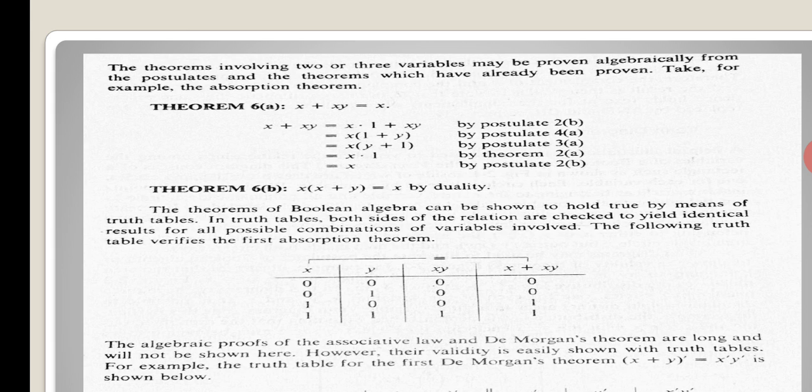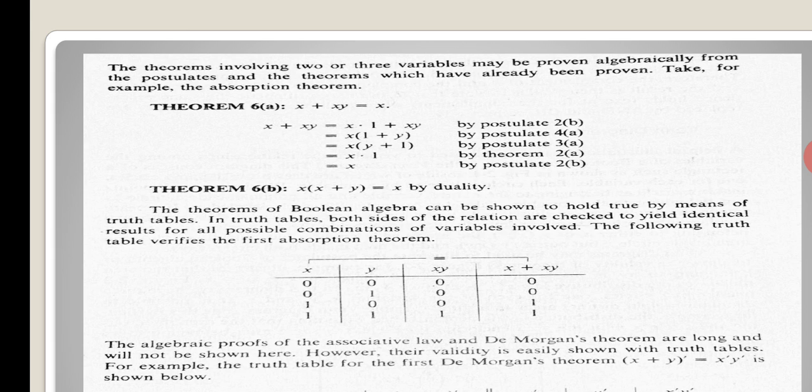Now how exactly can you prove theorem 6a? It is nothing but x plus xy equal to x. Now by considering postulate 2b, you are going to represent x dot 1 plus xy. Okay, x dot 1 plus xy. Fine. Now by considering postulate 4a, how can you minimize that value? It is nothing but x into 1 plus y, isn't it?